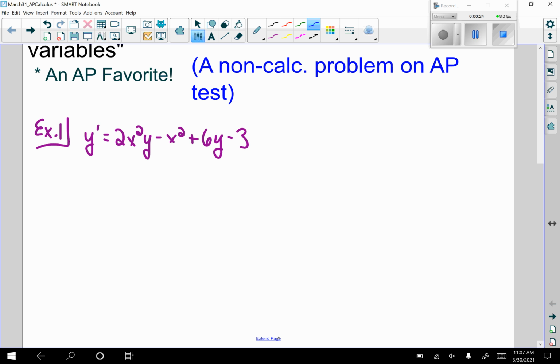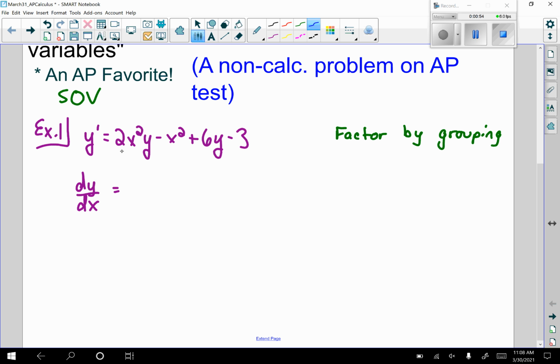So what we're trying to do is separate dx and dy and all the x's and all the y's. How we're going to do that is to factor by grouping. A lot of times we like to say separation of variables is SOV. So I'm going to rewrite y prime as dy over dx. We definitely need to see it this way.